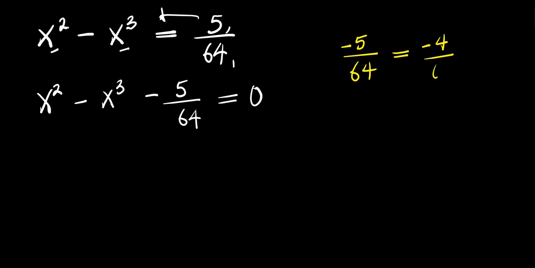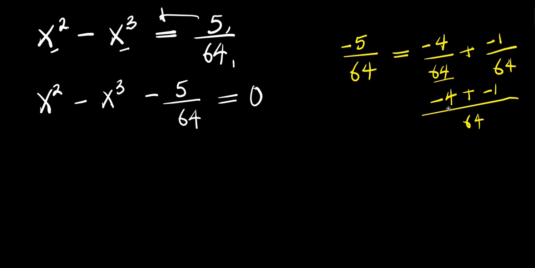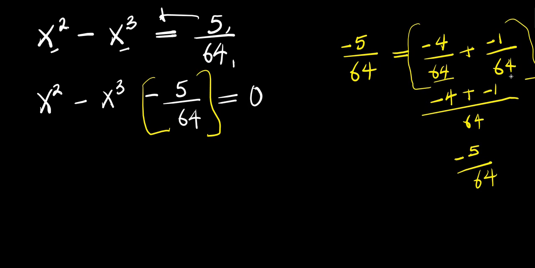Now, if you have negative 5 over 64, this is just like writing negative 4 over 64 plus negative 1 over 64. Because if you take the common LCM, that is 64, 64 divides 64, 1 times negative 4, you have negative 4, plus 64 divides 64, 1 times negative 1, you have negative 1. Negative 4 plus negative 1, that is negative 5 over 64. So we are going to replace this here with negative 4 over 64 plus negative 1 over 64.